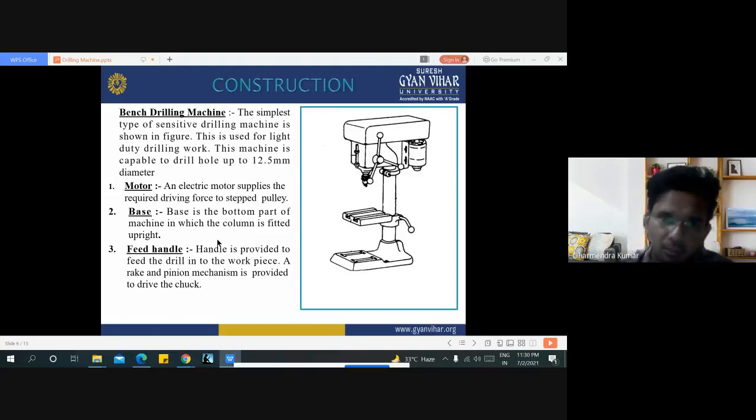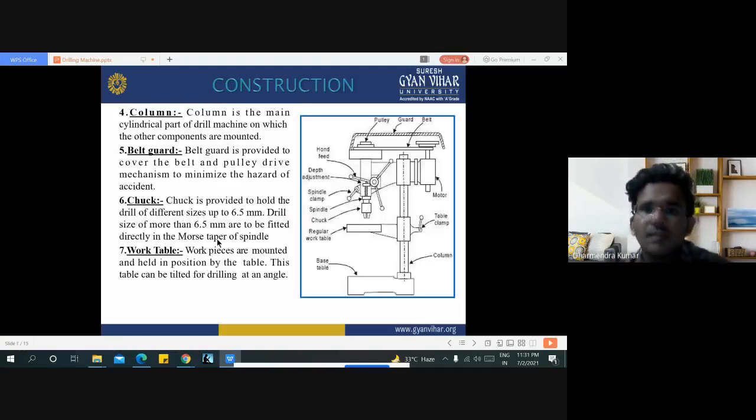Here are some basic components associated with the drilling machine, like the motor. An electric motor supplies the required driving force to a stepped pulley. Base is the bottom part of the machine in which the column is fitted upright. Feed handle is provided to feed the drill into the workpiece. A rack and pinion mechanism is provided to drive the chuck. Column is the main cylindrical part of the drill machine on which the other components are mounted. This is known as the column of the drill machine.